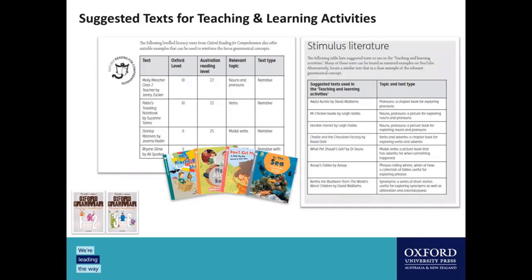There's suggested text for learning and teaching activities in here, so further stimulus literature that you can use, what the topic and text type is, and the grammatical structures that are referenced here. Some of the Oxford Reading for Comprehension titles are referenced in here as well, because they are very useful if you have them in your classroom already in your school, or if you don't, you can go and purchase them if need be. They're great for guided reading, great to help support and consolidate those concepts that you're teaching as part of Oxford Grammar.